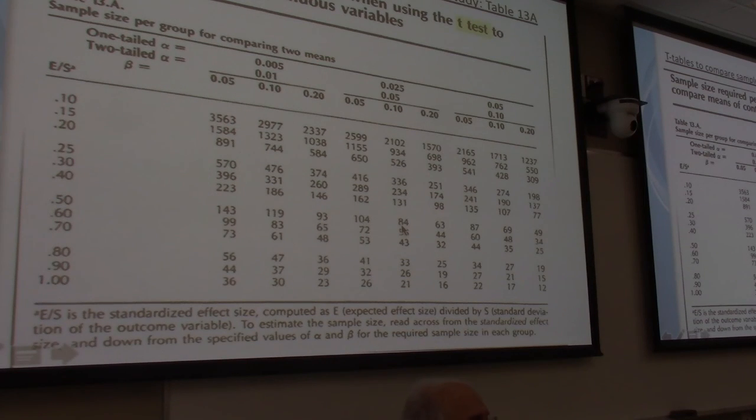Now, one of the reasons why I like these tables, besides the fact that they're blindingly easy to use, is that you can see very easily what changing your assumptions does. You can say, well, what if I wanted a one-sided test? What if I wanted more power or less power? It's very easy to adjust it here.